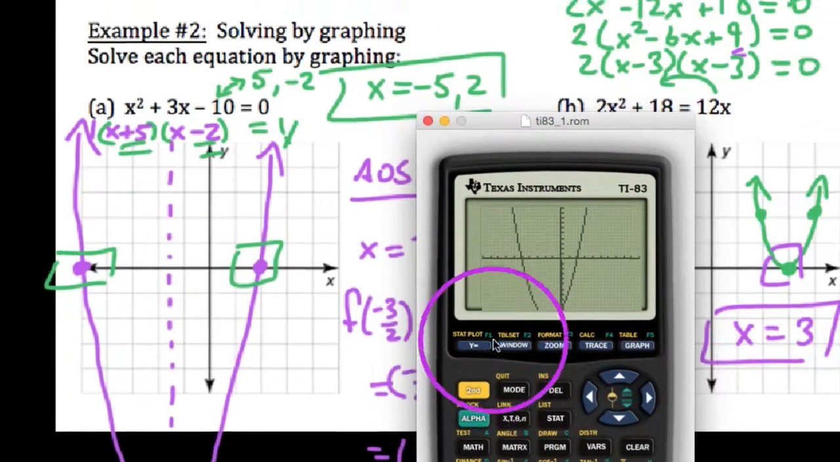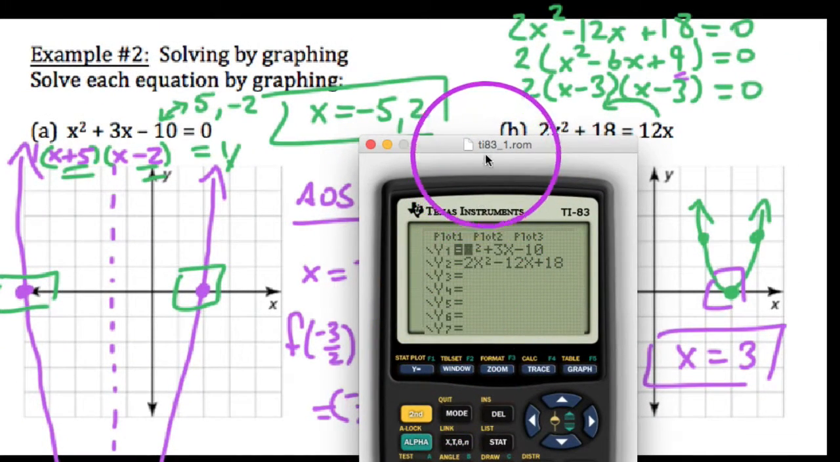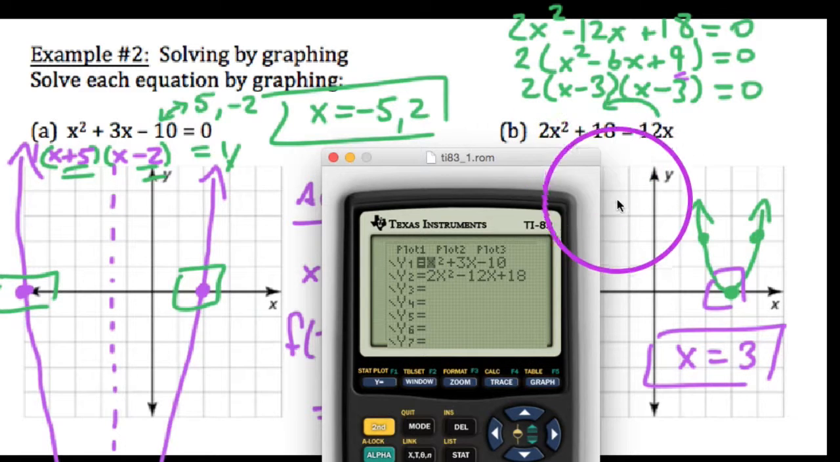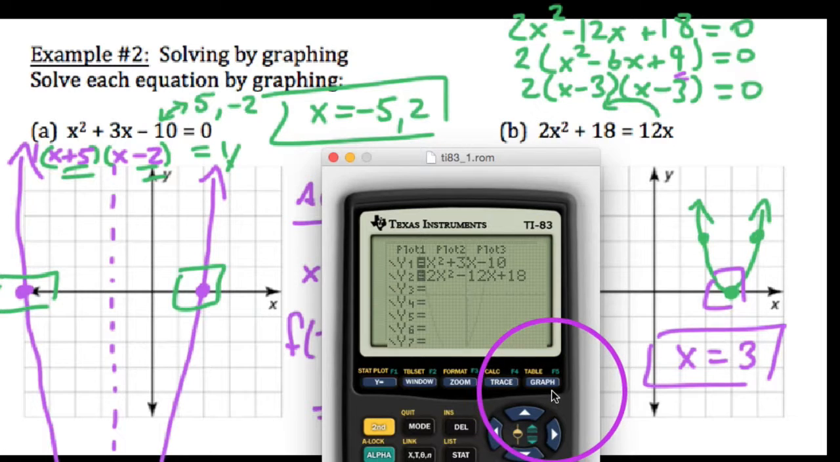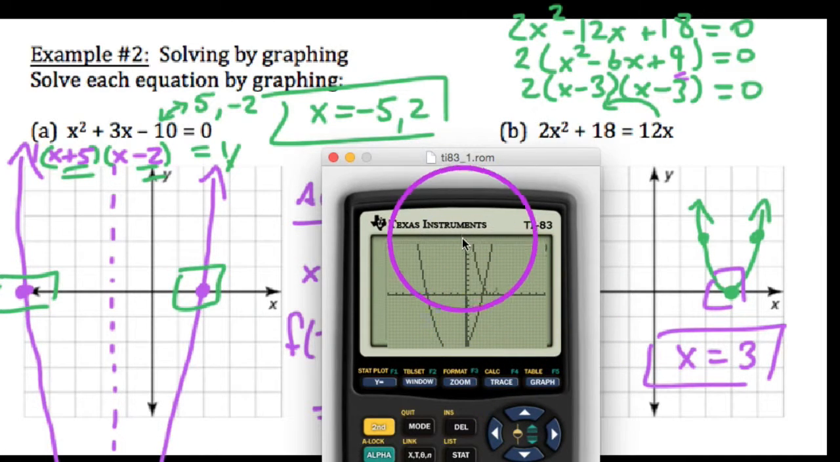And when we go back in, notice that this time when I graph this second equation, 2x squared plus 18 equals 12x, we had to first set it equal to 0. That was the first thing we did here. And so when I set that equal to 0, I had 2x squared minus 12x plus 18. I'm going to go turn this graph on. So we'll turn that first one off. We'll go turn this one on and graph it. And you can see that we get this graph that comes down and hits at x equals 1, 2, 3 right here. So its solution is 3.